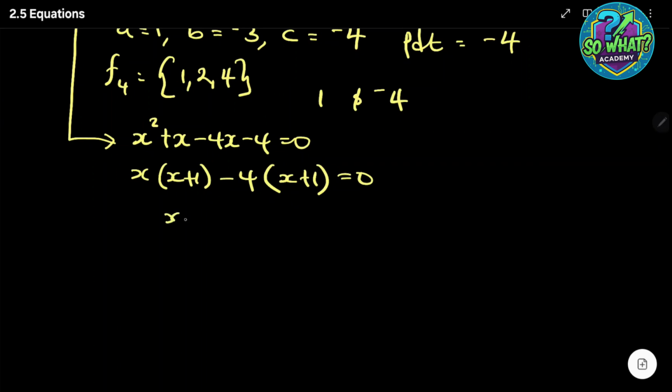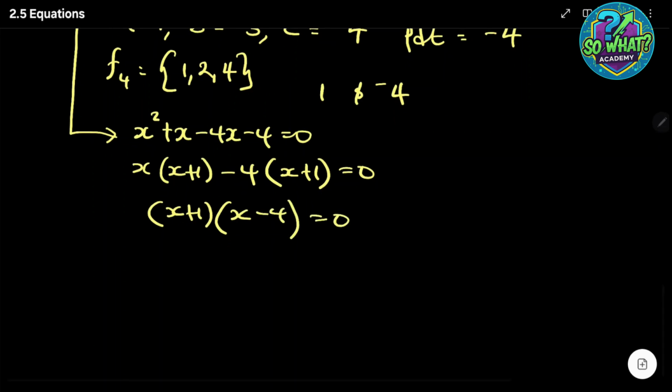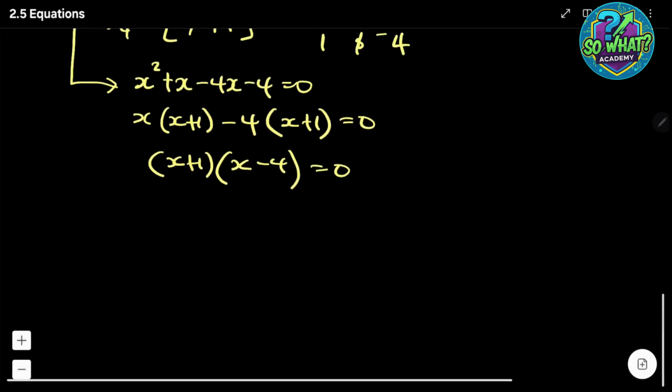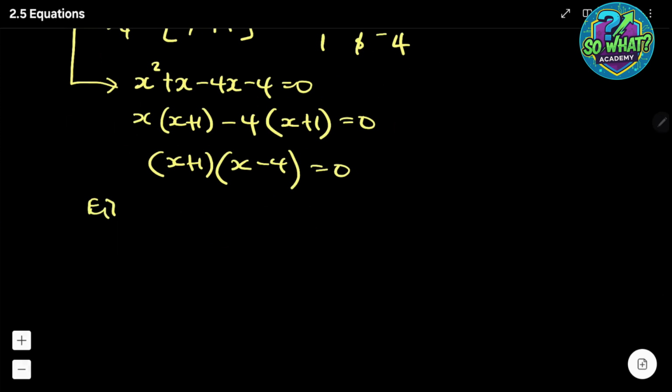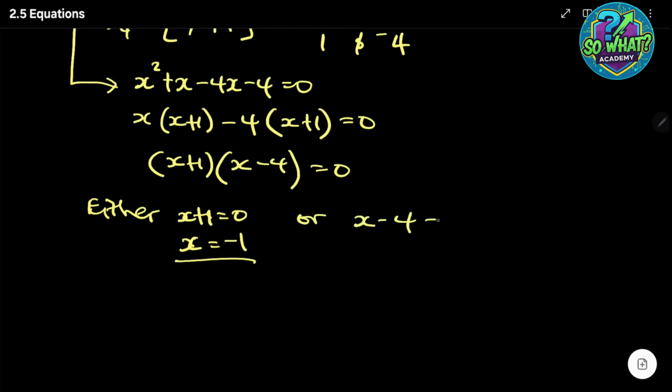Then factorize out x plus 1. Here we remain with x. Here we remain with negative 4 is equal to 0. So this is now a factorized thing. Therefore, either x plus 1 is equal to 0, meaning x is equal to negative 1, or x minus 4 is equal to 0, meaning x is equal to 4.